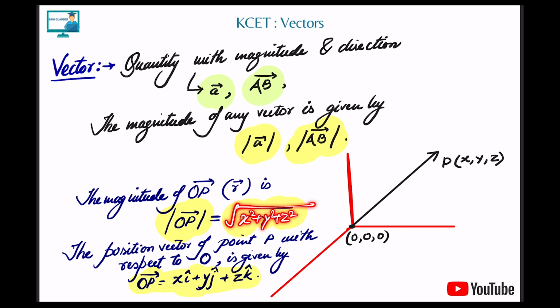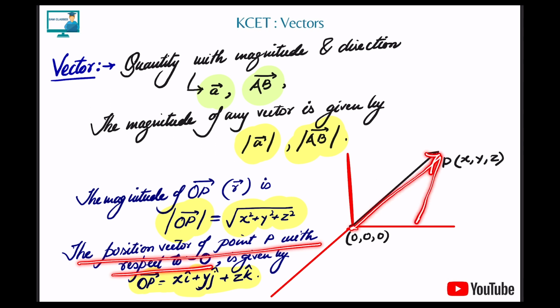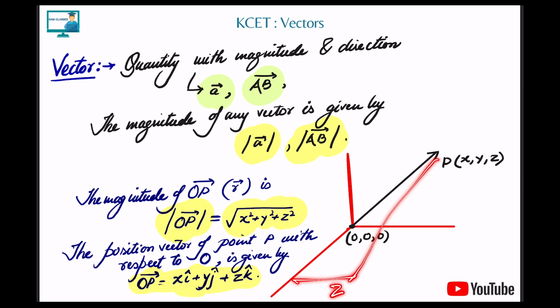It's pretty simple, just drop perpendiculars and you will be able to understand, but again we are not worried about the proof. Now, the position vector of point P with respect to O means, if I want to find the position of P with respect to O, along the x-axis I went x, along y I went y, and along z I went z.